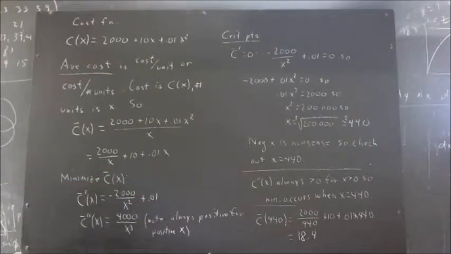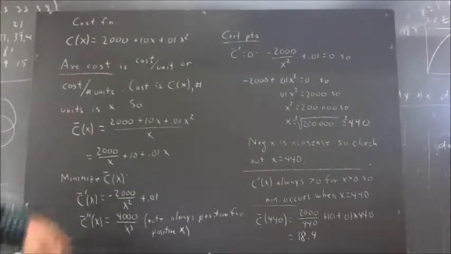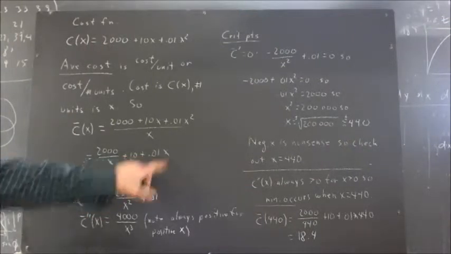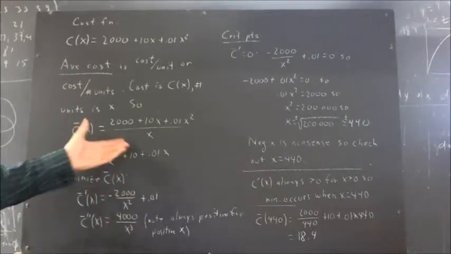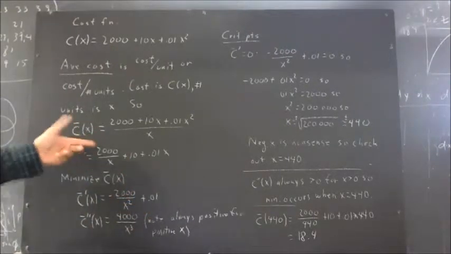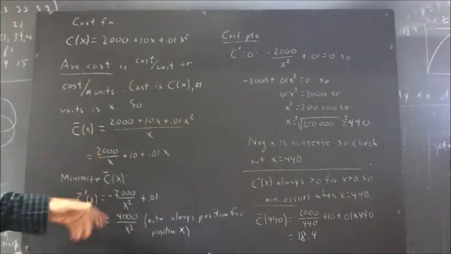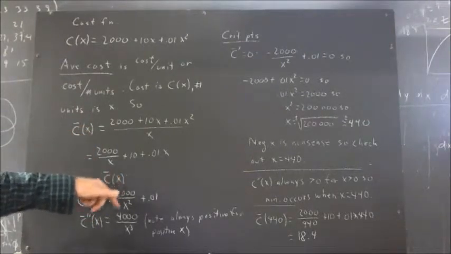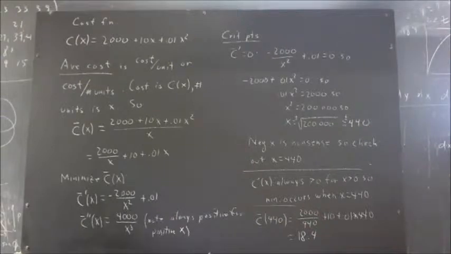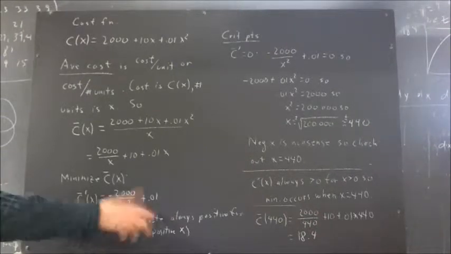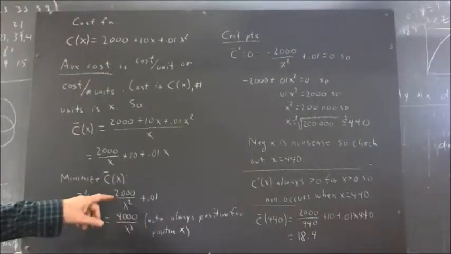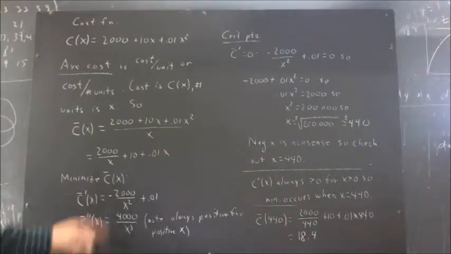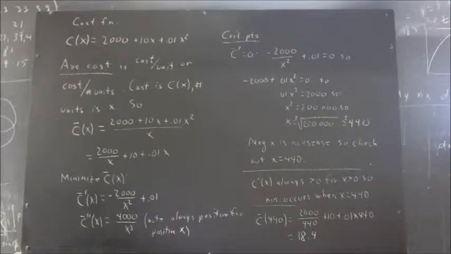How do we minimize a function? We find its first and second derivative. Easily done. The derivative of 0.01x is 0.01, the derivative of 10 is 0, the derivative of reciprocal x is negative reciprocal of x squared, and from that we get negative 2,000 over x squared. Second derivative: well, the derivative of 0.01 is 0. The derivative of negative 2,000 over x squared is 4,000 over x cubed. And you can easily verify that.